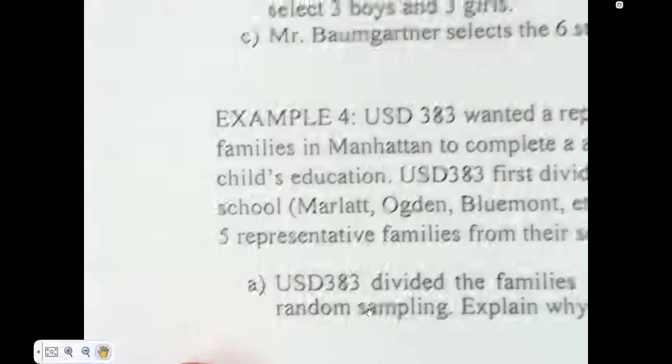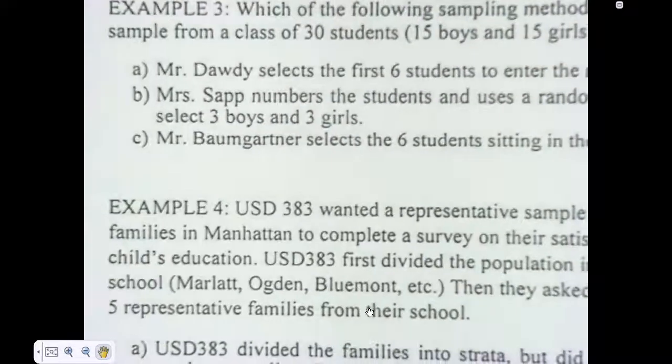Okay, now let's take a look at example 3. Example 2 again, sometimes I'm going to give you examples I want you just to finish on your own that we're going to talk about in class.